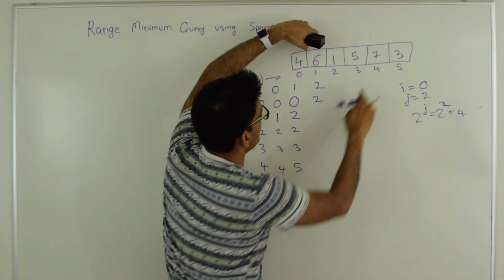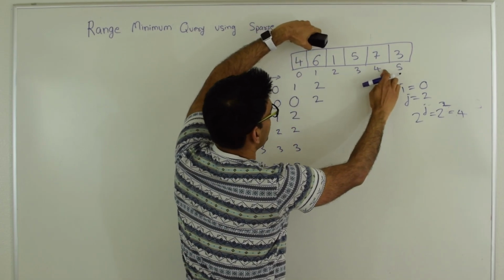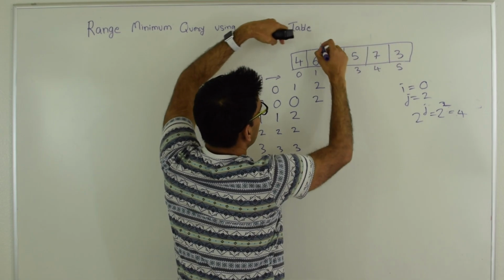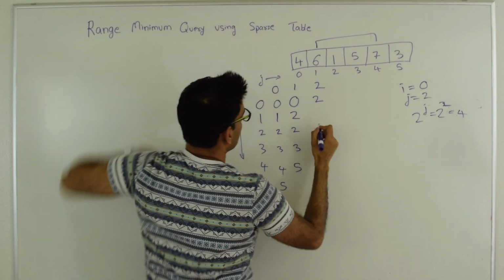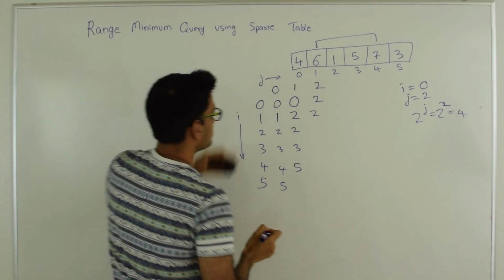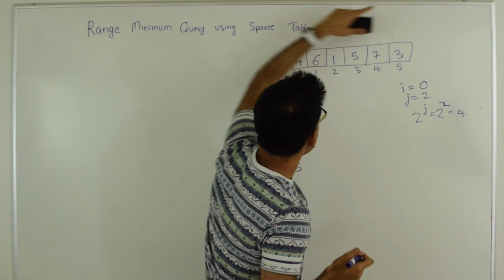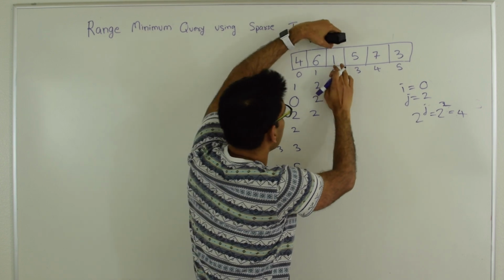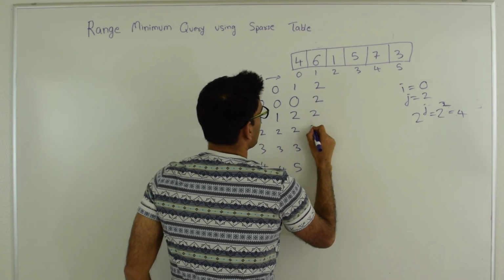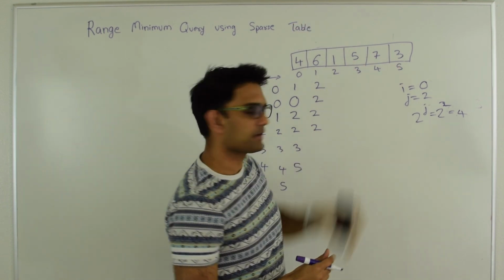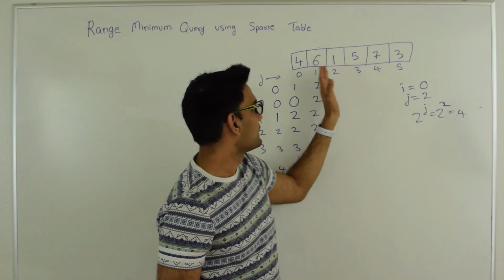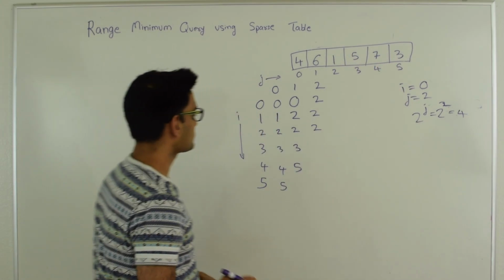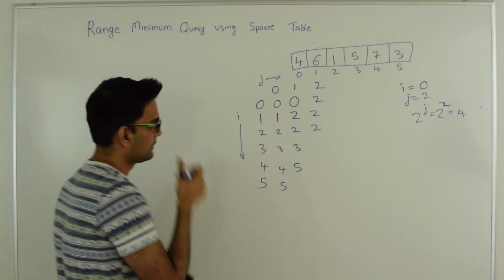Starting from 6 till this 7th number, what is the minimum? The minimum here is again 1, so this value is also 2. Similarly, starting from 2, the minimum among the next 4 elements again is 1, so this value is 2. And for the rest, it's not important because there are no 4 elements after 5, 7 or 3. So we don't fill them up.